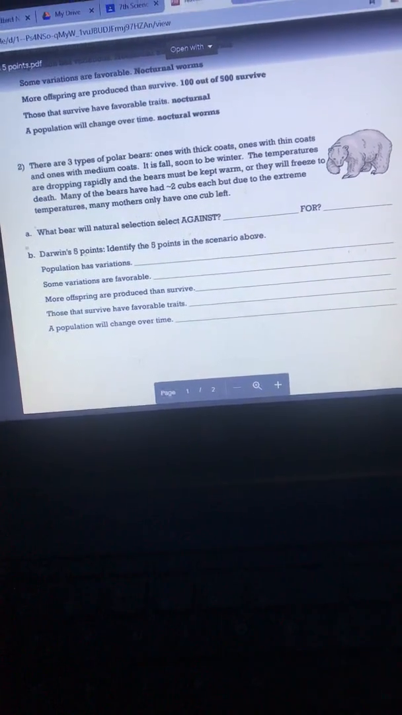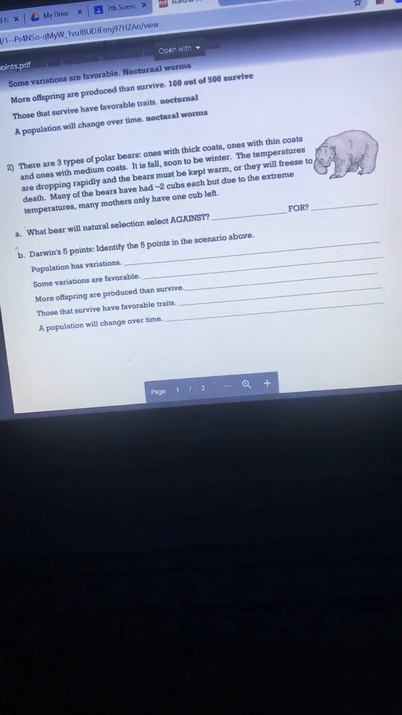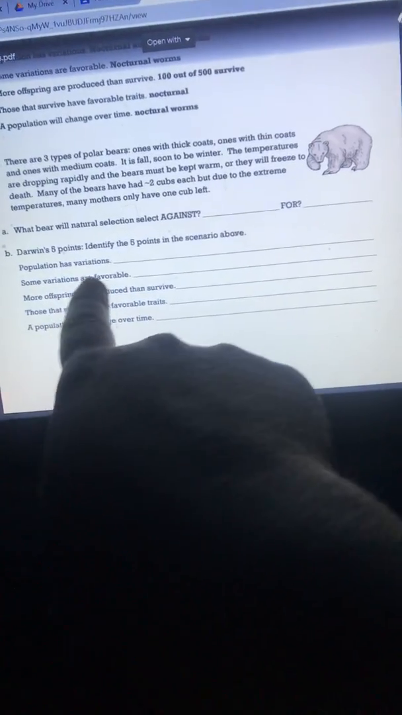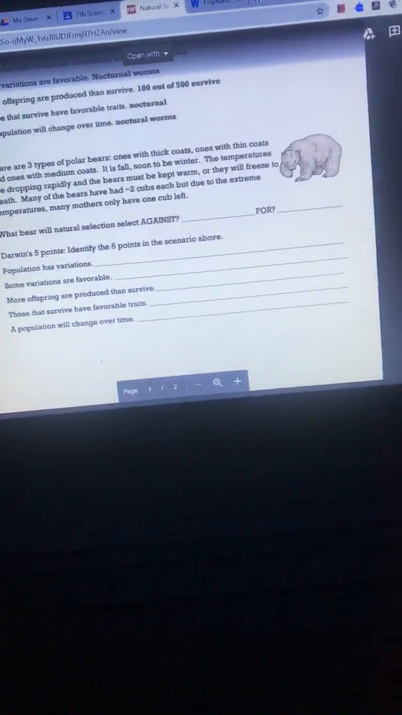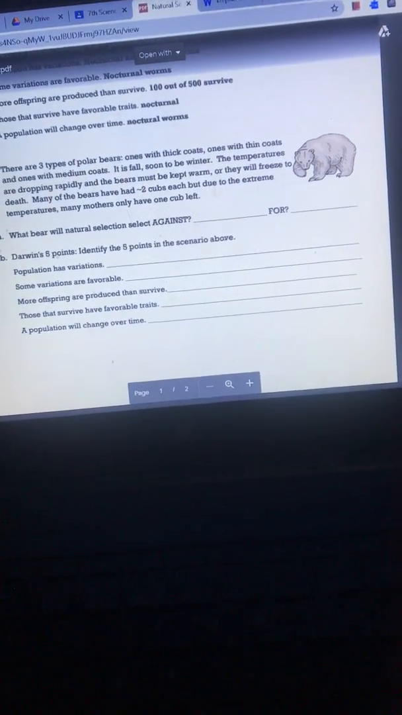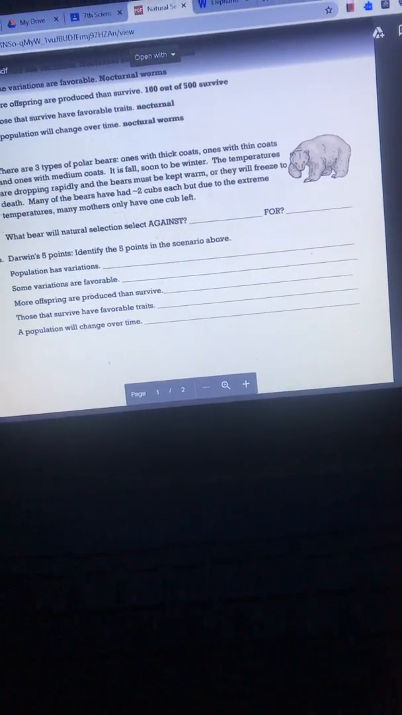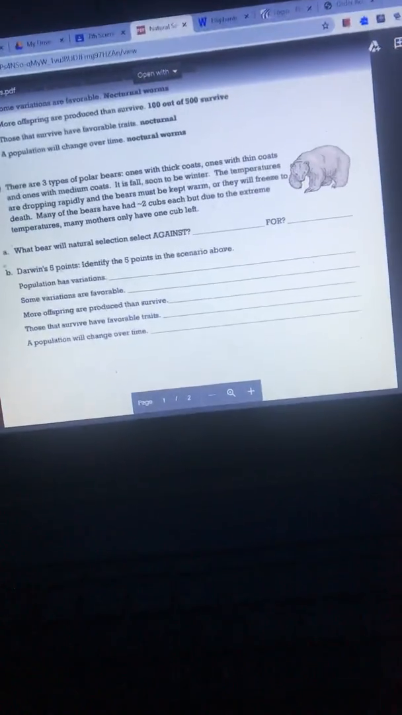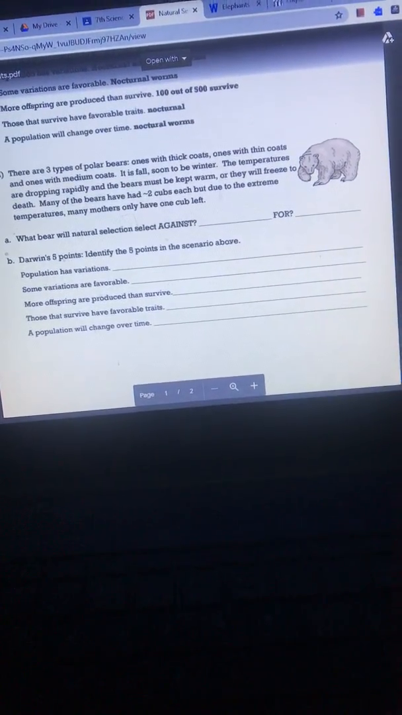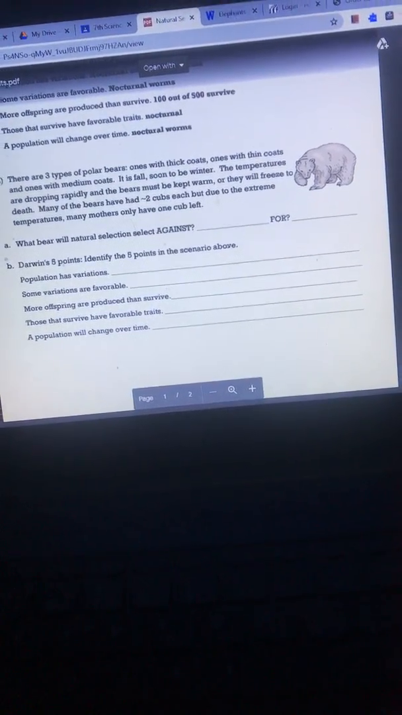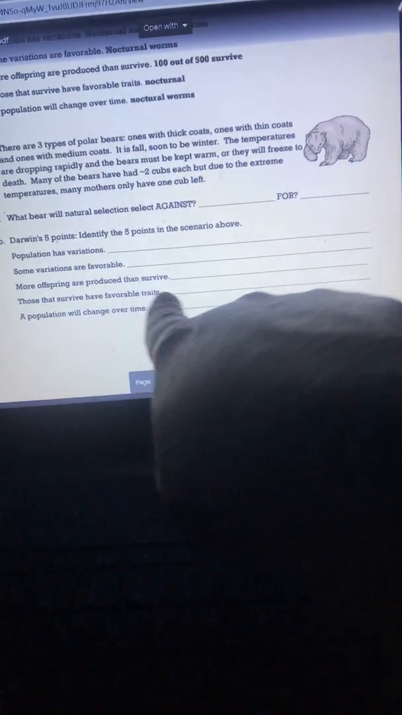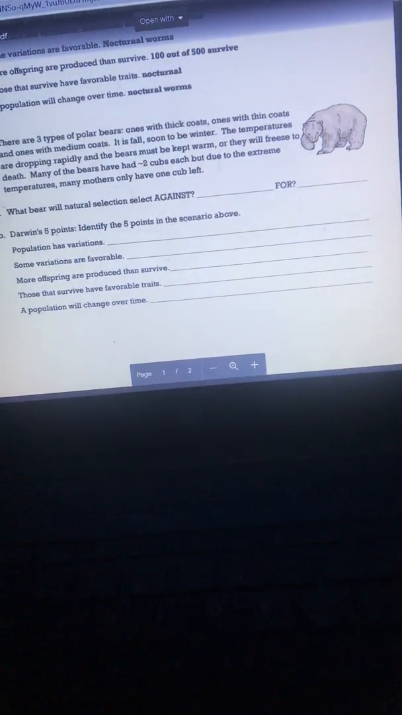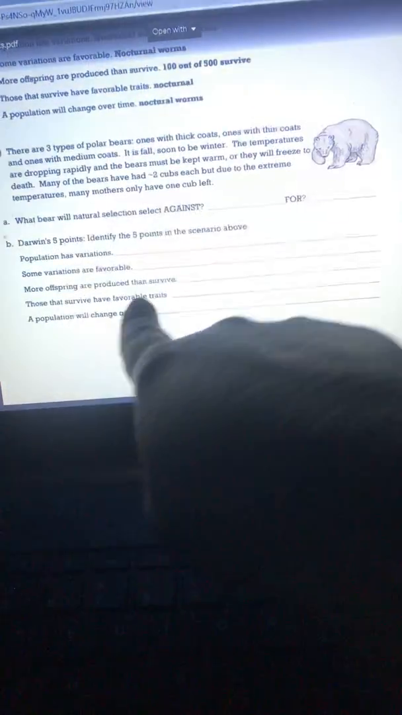Okay, I'll do it with you. I'll have number 3. I'll walk you through and you'll have to figure it out yourself. So some variations are favorable. So the one that's the favorite to win is the thick coats and the medium coats because they're going to help them survive. So more offspring are produced than survive. They said that all bears have about 2 cubs, but they have 1 left. So 1 out of 2 are surviving. Those that survive have favorable traits.